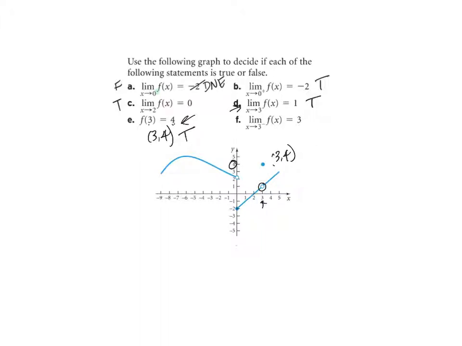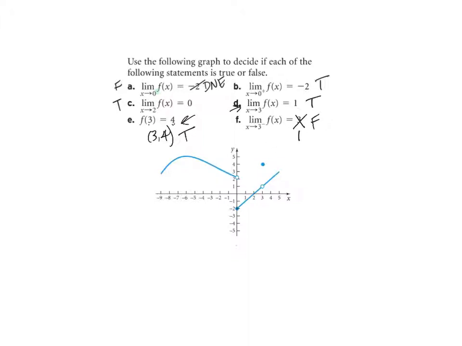And then last but not least, letter F. Letter F says the limit as x approaches 3 from the left is 3. Well, if we look at part D right above, we already determined that the limit was 1. So that meant the limit from the left and from the right is 1. Therefore, the limit as x approaches 3 from the left cannot be 3. That's false. And in fact, the correct answer would be 1.